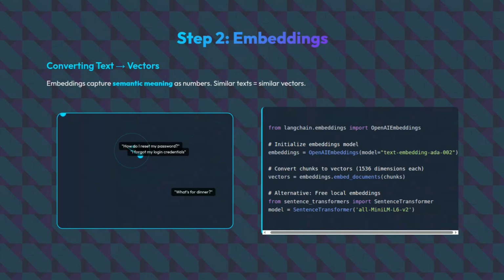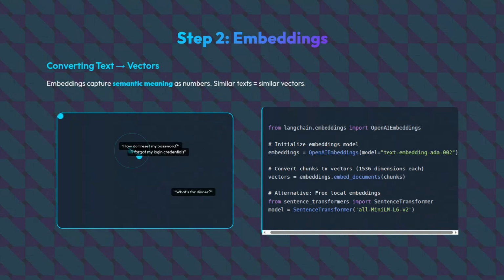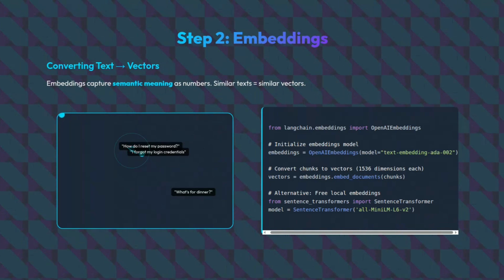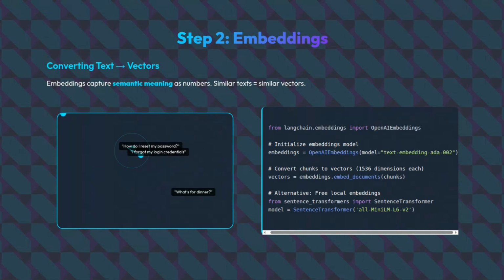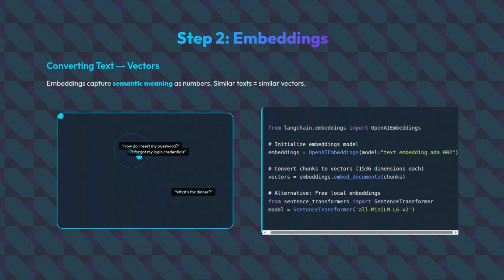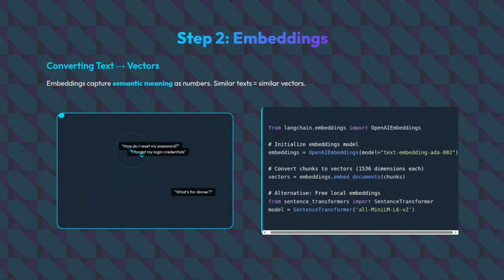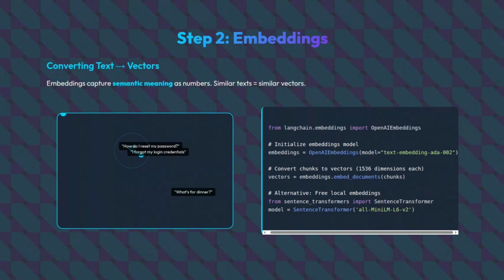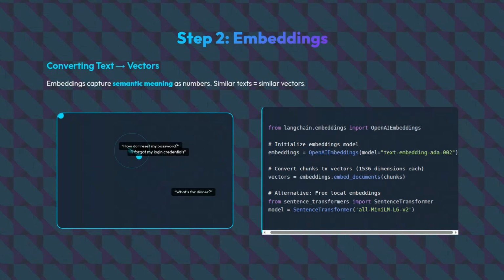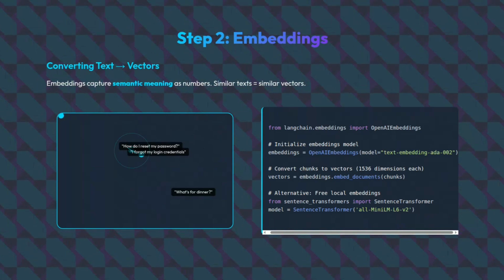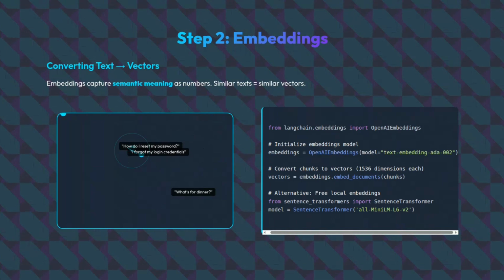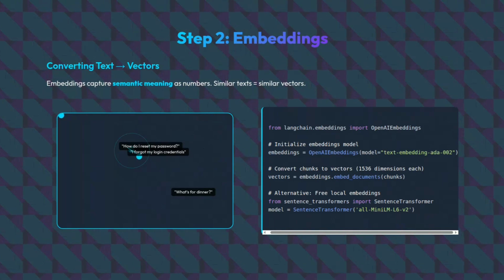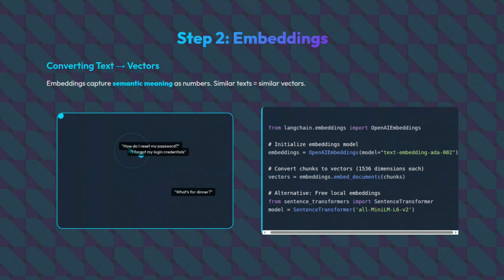Here's the code to generate embeddings using OpenAI's API. We initialize OpenAI embeddings and pass our text chunks. Each chunk becomes a high-dimensional vector, usually 1,536 dimensions for OpenAI's ADA002 model. If you want to run this locally without an API key, you can use sentence transformers from Hugging Face. The quality is slightly lower, but it's free and private.